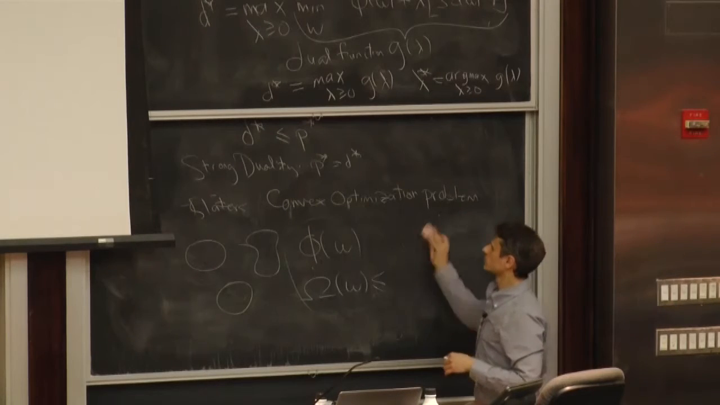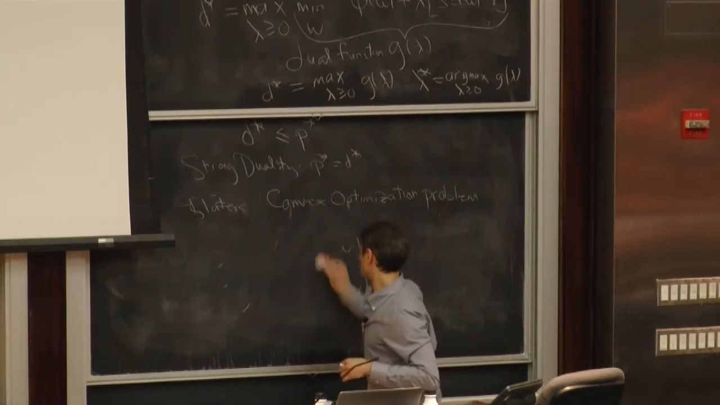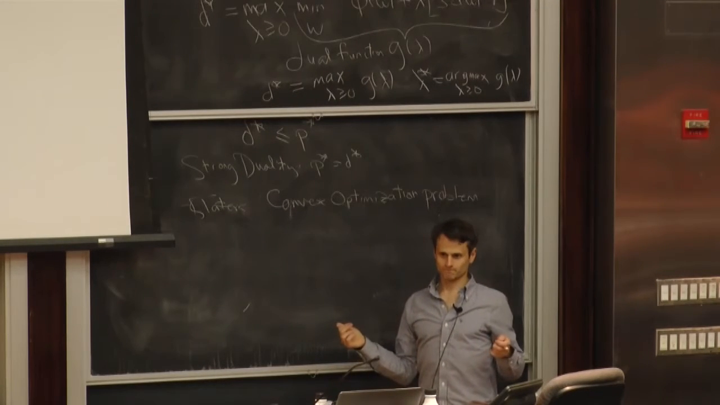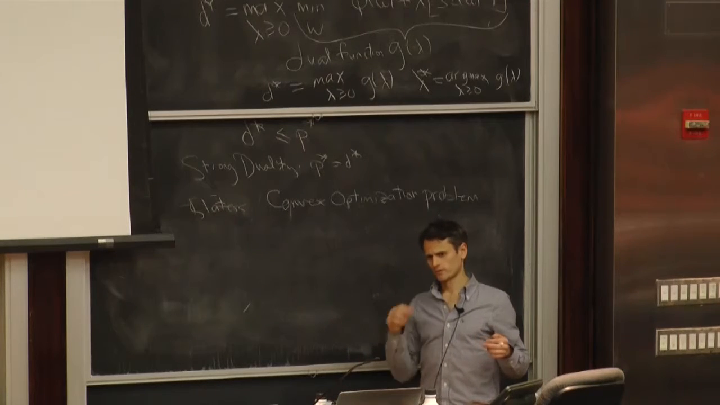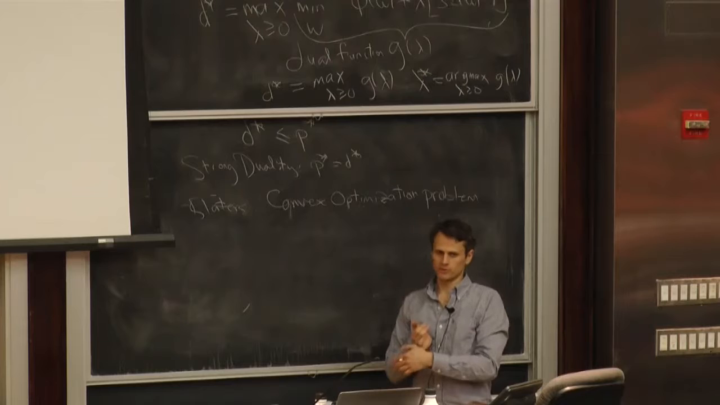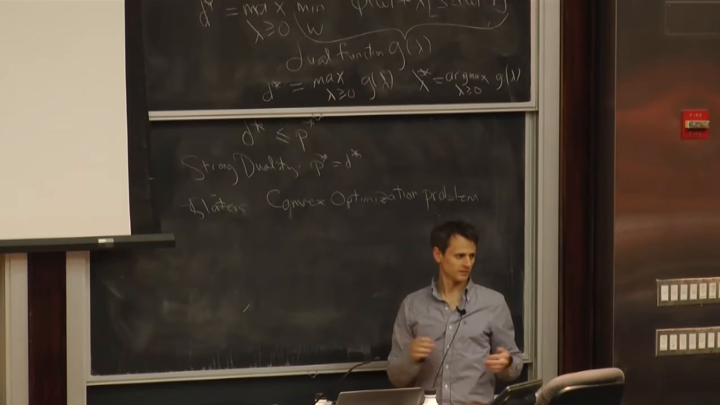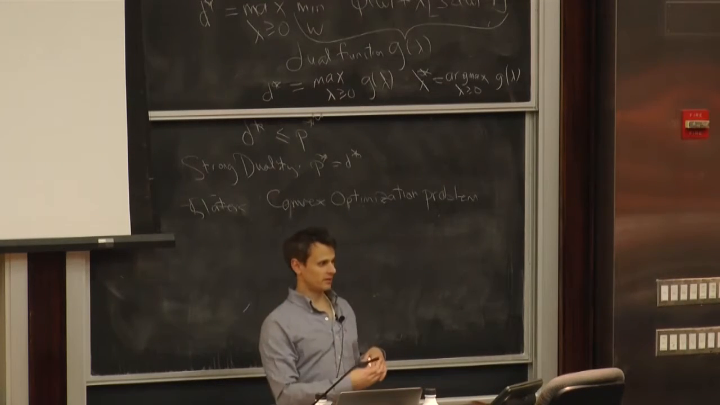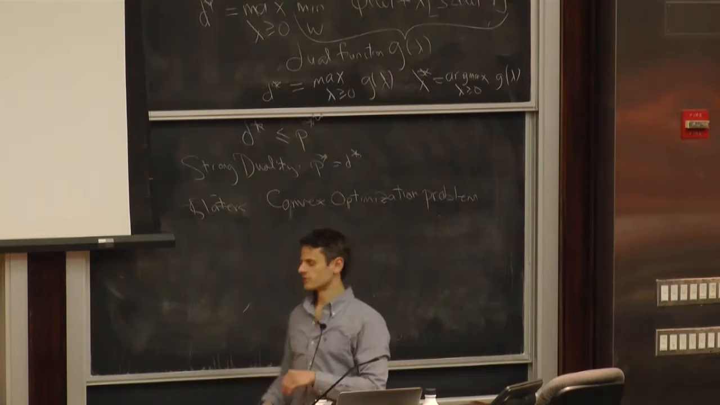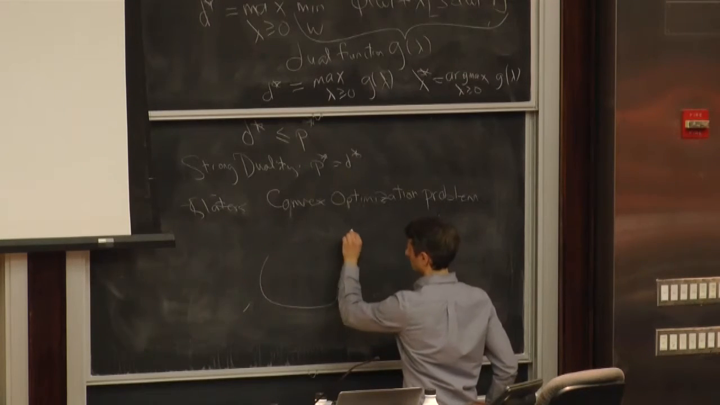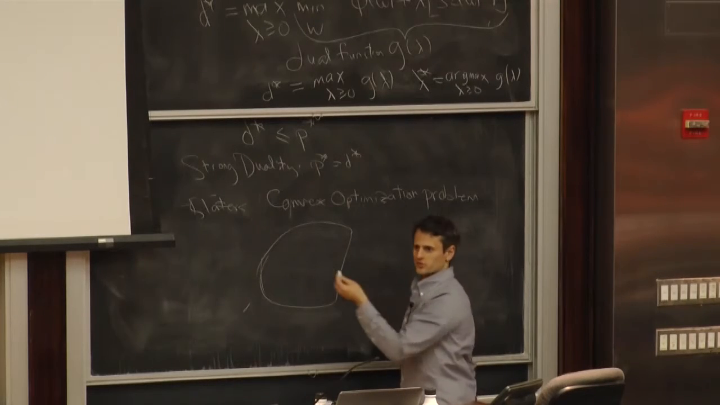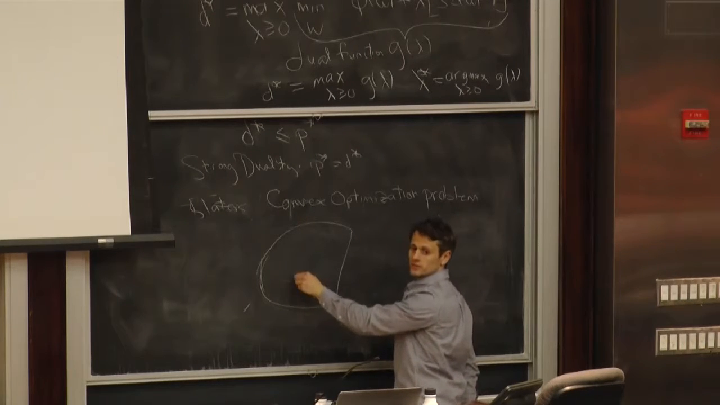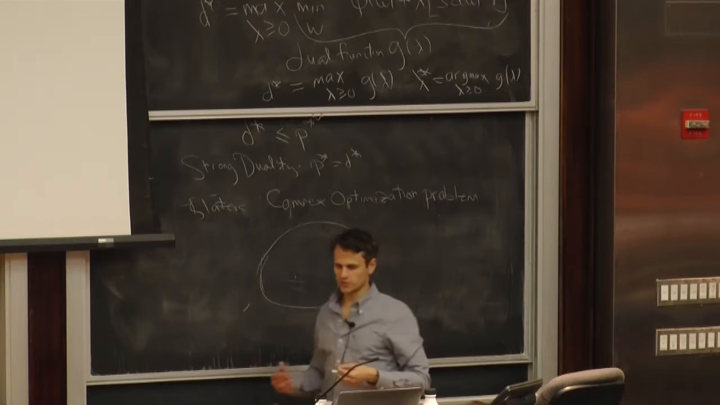All right, so for Slater's, we need a convex optimization problem. And Slater's condition is very simple. We need to find a strictly feasible point. What's a strictly feasible point? A strictly feasible point is a point on the interior of the constraint set. So what does interior mean? You could divide a set into its boundary and its interior. And it needs to be strictly on the interior, not on the boundary. That's what you need for Slater's condition.